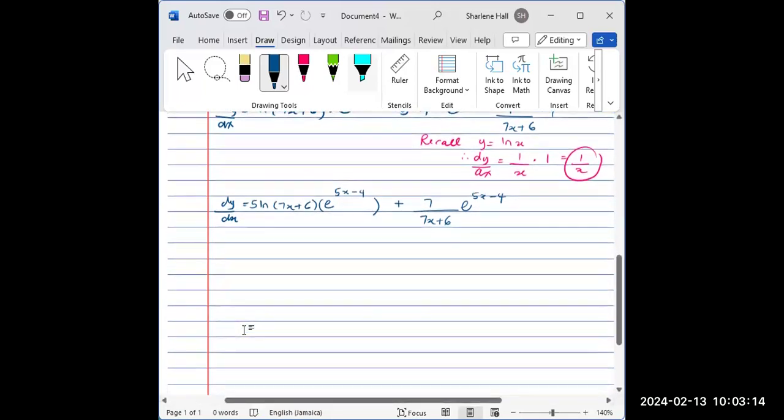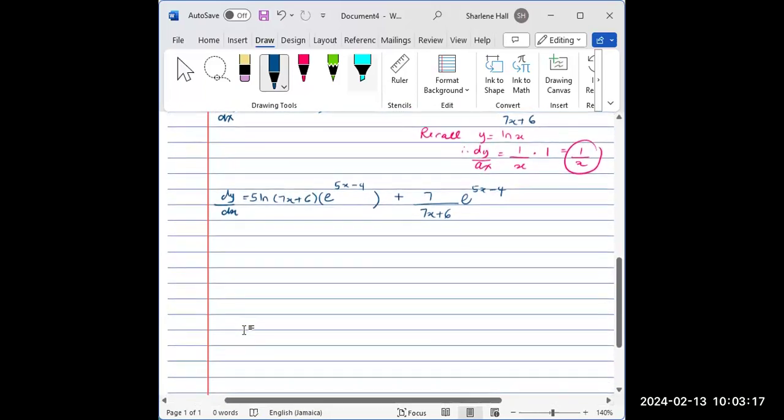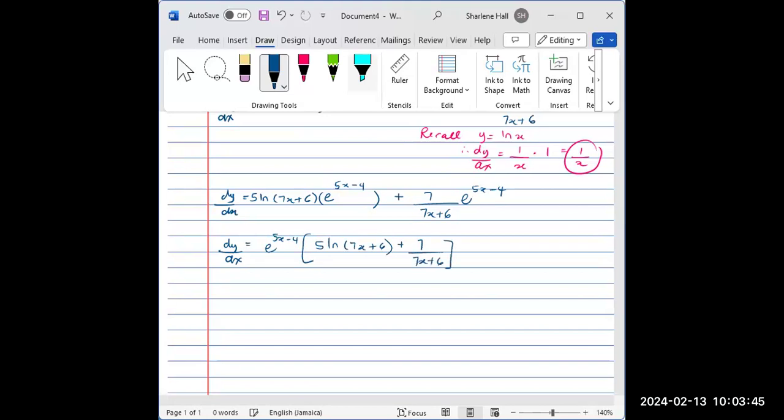Yes, sir. And then I'm going to have dy by dx, factoring out what is common. The only thing that is common there is e to the 5x minus 4. What is left is 5 ln(7x minus 6) plus 7 over 7x minus 6. And truth be told, I'll leave that as my answer right there. Final answer.